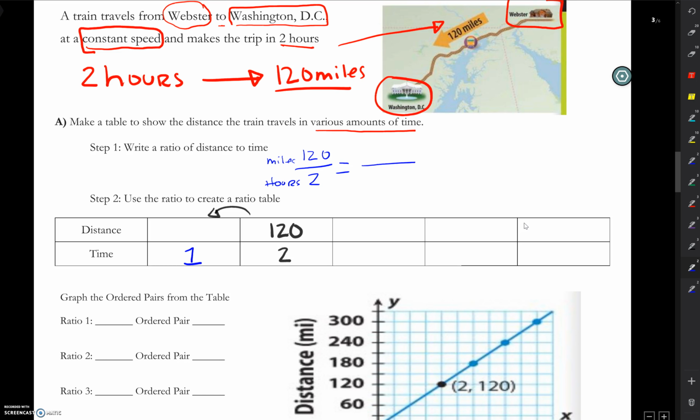Is equal to, I want to know for 1 hour. So in order for me to go from 2 to 1, I would divide by 2. And the same thing up here, to go from 120, I would also divide by 2. So 120 divided by 2 equals 60. So in 1 hour, I would go 60 miles. In 2 hours, I would go 120 miles.